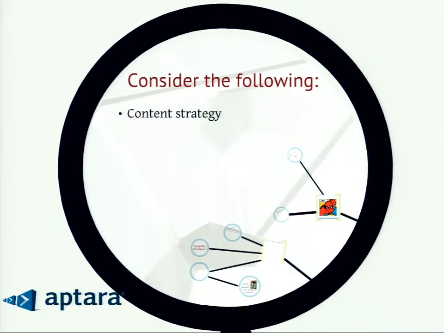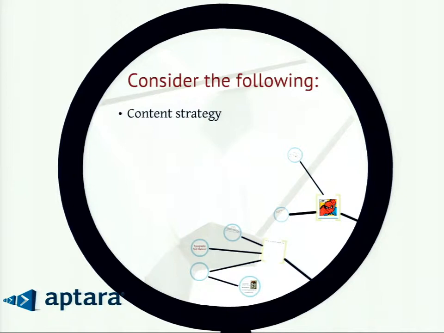So, consider the following. Do you have a content strategy that matches up with your business plan? Content strategy is about how you're going to get your content out in front of people, and that includes everything under the sun, the user experience, the content itself. Is the content right for any one given user experience? Is the content even appropriate for that vehicle?